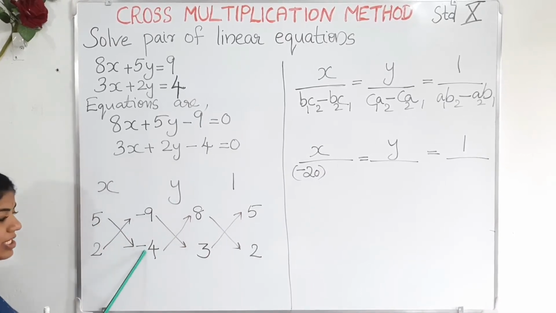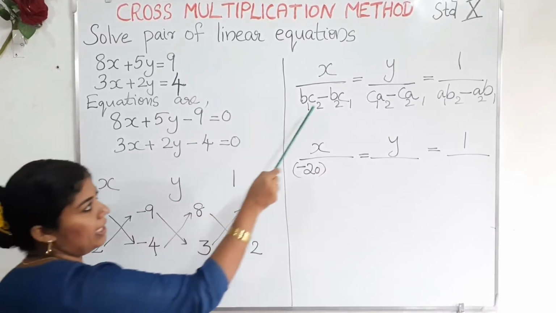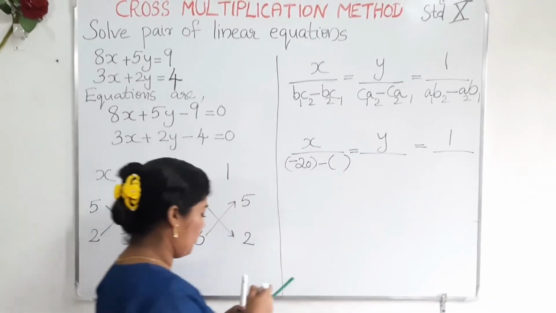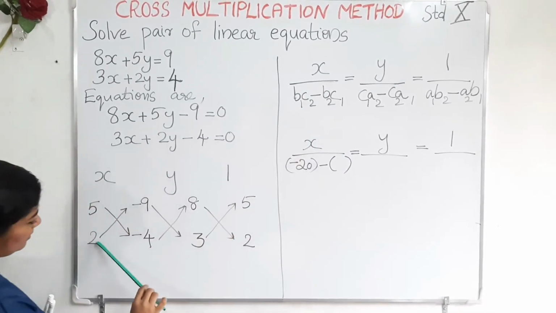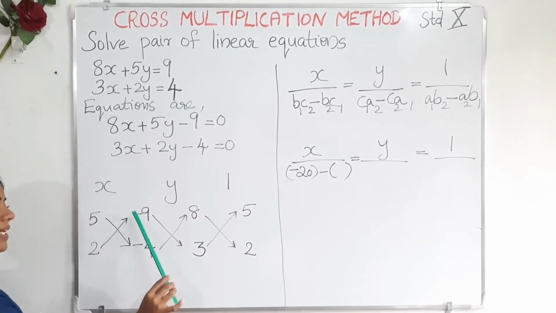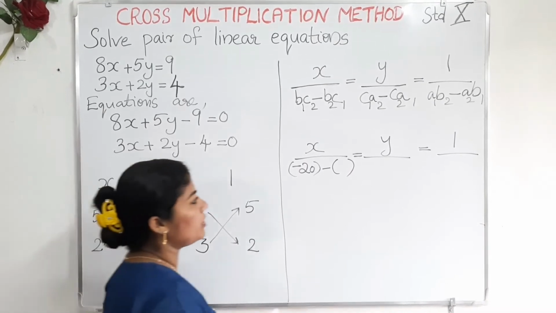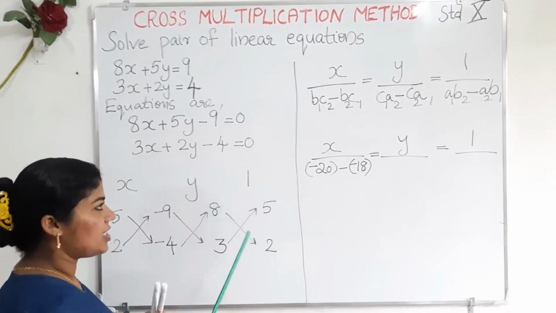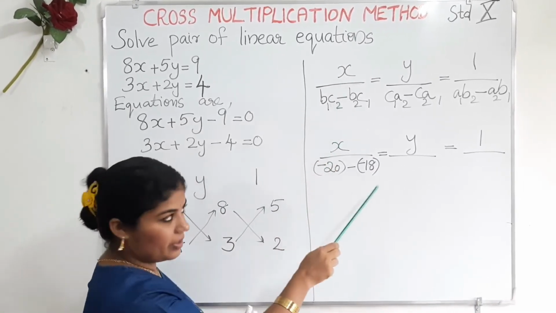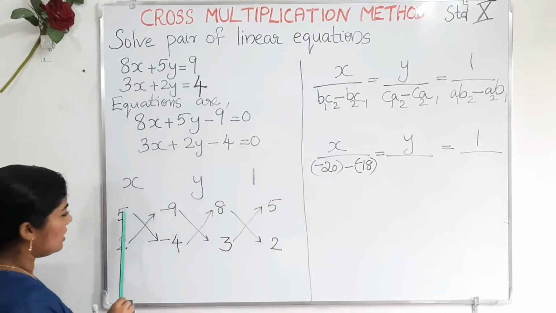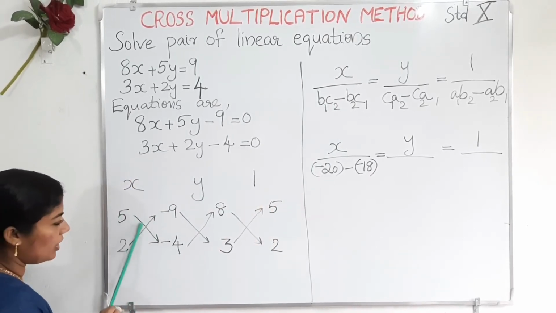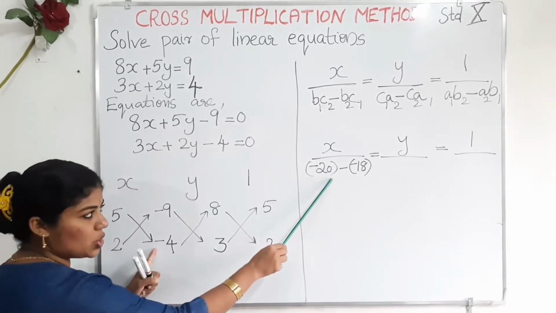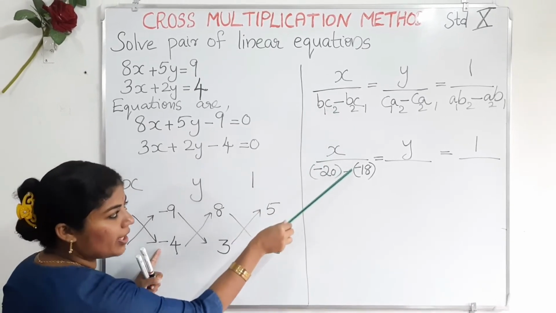5 into minus 4 is minus 20. The minus is written here in your equation. And the remaining is b2 c1, this one: 2 into minus 9, which is minus 18. So you write that here: minus 18. Got it? See how we wrote it: this is your equation based on b1 c2. This is your b1, this is your c2. B1 into c2, so 5 multiplied by minus 4, you got minus 20. This minus in the equation I write here.